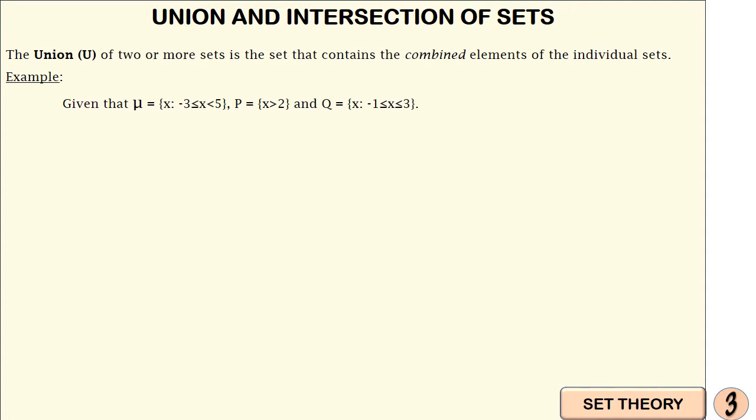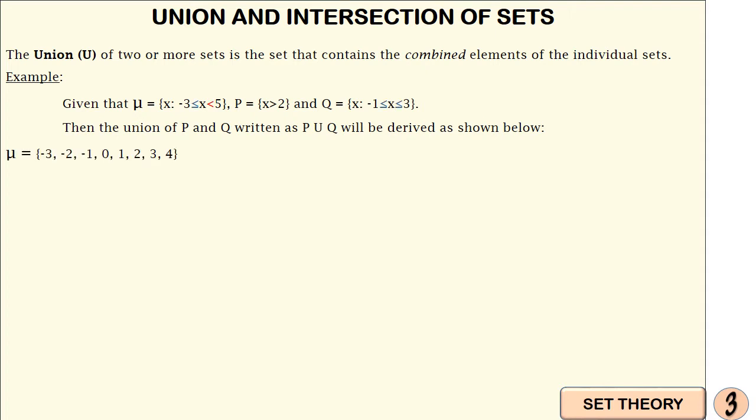sets. For example, given that the universal set μ contains elements x such that -3 ≤ x < 5, P is equal to the set of x greater than 2, and Q is the set x such that -1 ≤ x ≤ 3. Then the union of P and Q, written as P ∪ Q, will be derived as we see below.